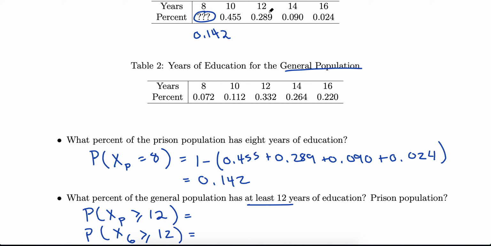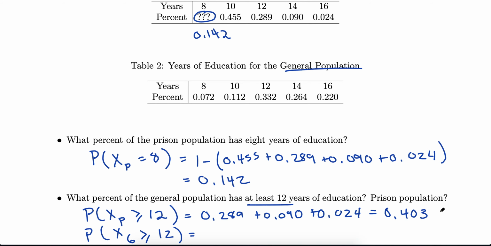So to answer it for our first group, all you need to do is add up the probabilities that are 12 or more, or at least 12. For this one, you're going to get a value of 0.403.